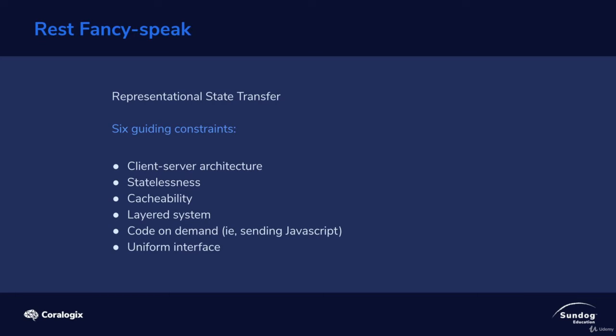Now, like I said, there's more to REST than that, so let's get into the computer science-y aspect of it. REST stands for Representational State Transfer, and it has 6 guiding constraints. And, well, to be honest, these aren't really constraints, not all of them. Some of them are a little bit fuzzy. We'll talk about that.